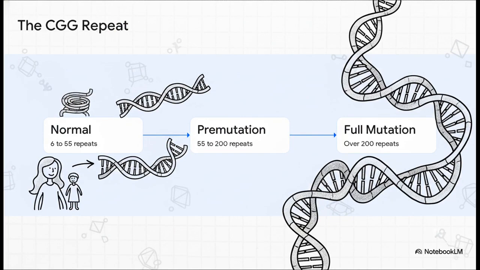So how does this stutter get worse? Just look at these numbers here. Normally, a person would have somewhere between 6 and 55 of these CGG repeats. That's fine. But some people carry what we call a premutation. That's between 55 and 200 repeats. Usually, they're okay. The real problem starts when a woman with this premutation has children. That repeat can just explode, massively expand into a full mutation with over 200, sometimes even thousands of repeats.